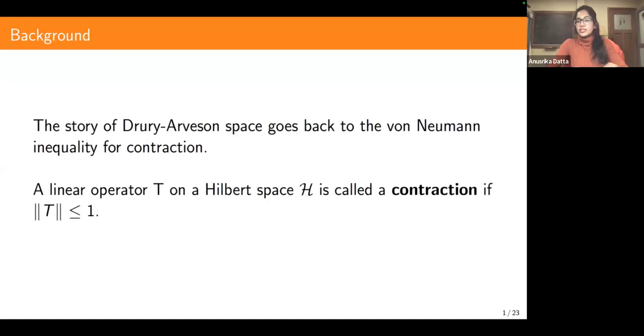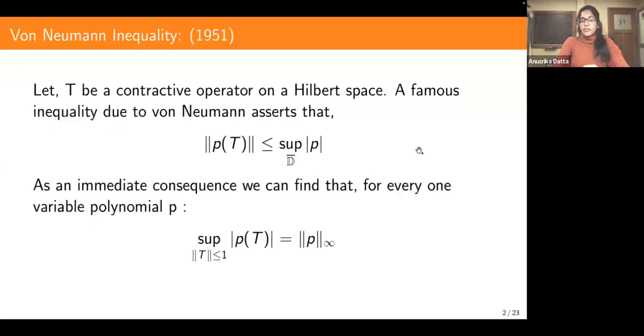Now, what is a contraction? A linear operator T on a Hilbert space H is called a contraction if the operator norm is bounded by one. Now, what the von Neumann inequality says is, if we have a contractive operator on a Hilbert space, and a one variable polynomial P, then the norm of P of T is bounded by the supremum of the absolute value of P on the disk, or on the unit ball.